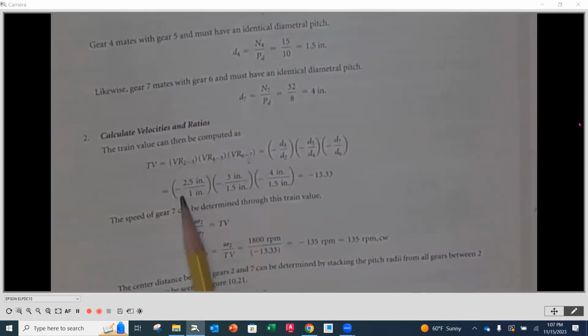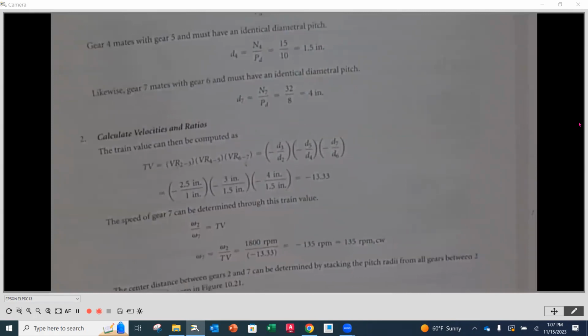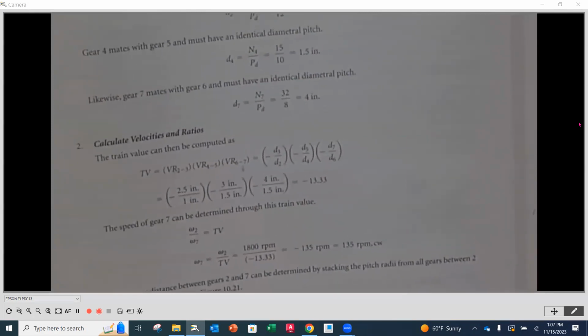Now, notice that here they put a negative in front of each one. And as you may recall from the last time we had our time together, I said that the negative was not there for any other reason than to say, when I have two gears in engagement, their direction reverses. So if the input is going clockwise, then the output is going counterclockwise, all right? Now, if we put a negative in front of each one of these and we multiply, for instance, a negative times a negative, it becomes a positive, right? And then multiplying again one more time, it becomes negative. So notice that their train value is a negative 13.33, okay?